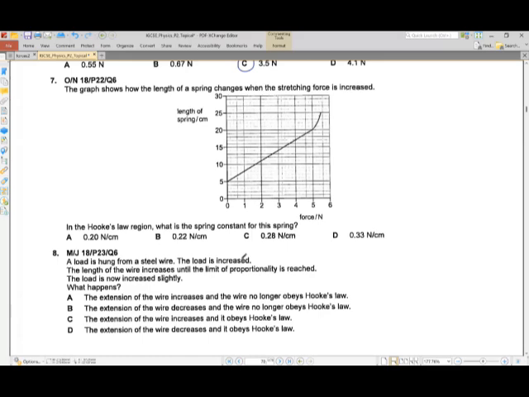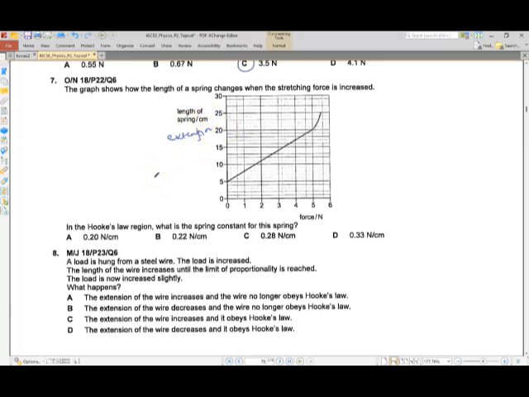The graph shows how the length of the spring changes when stretching forces are increased. In the Hooke's law region, what is the spring constant for this spring? Okay. When we are given a graph of load and length of the spring, so it's not load and extension, it's the length. Sorry, not extension, it's the length of the spring.